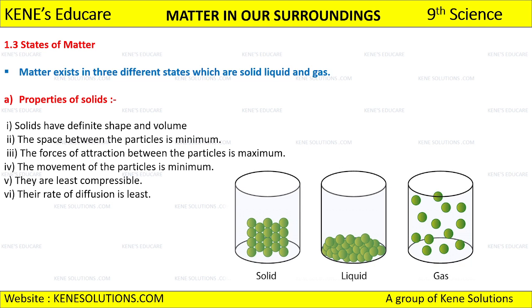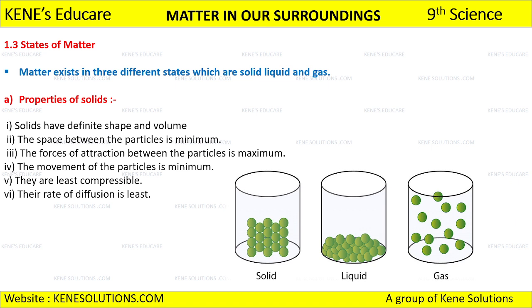So altogether we have six different properties of solids, which include that they have definite shape and volume. The space between the particles is minimum because they are compactly arranged, and the reason for being compactly arranged is that the force of attraction between the particles is maximum, because of which the movement of the particles is minimum. Okay. And we cannot compress solids.